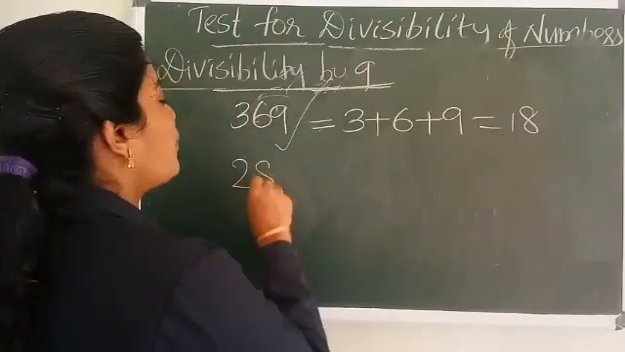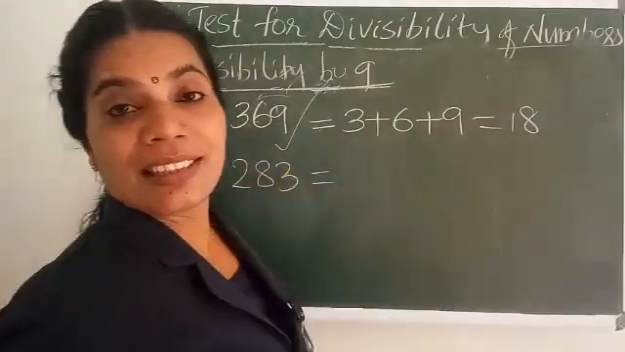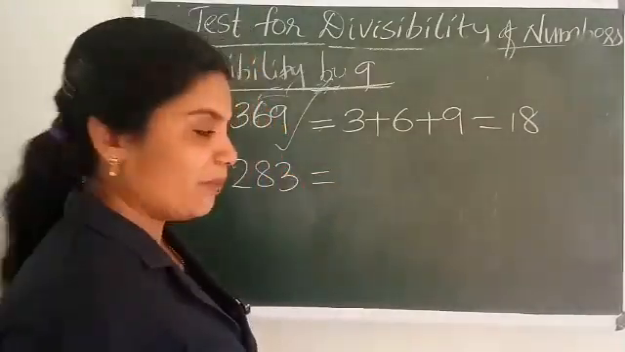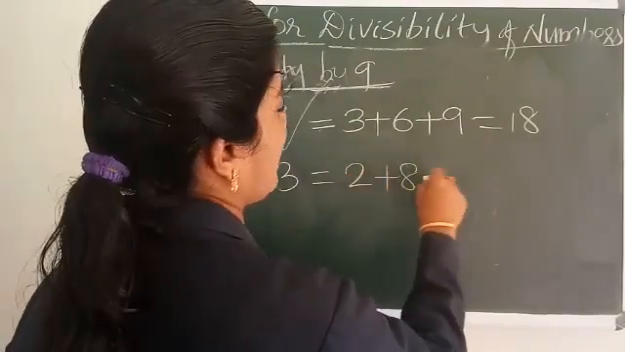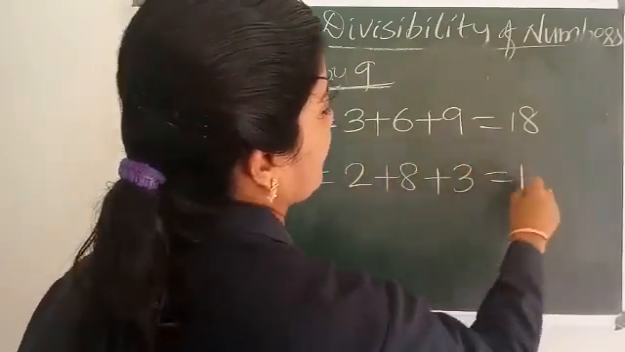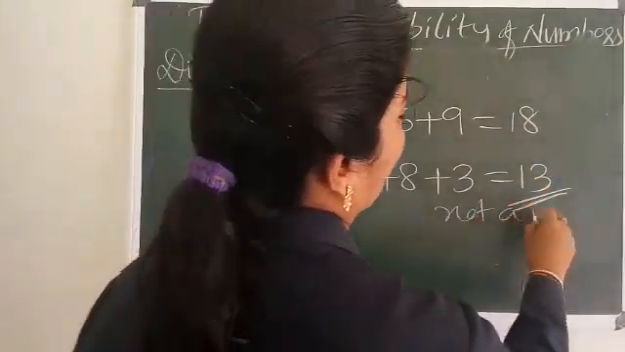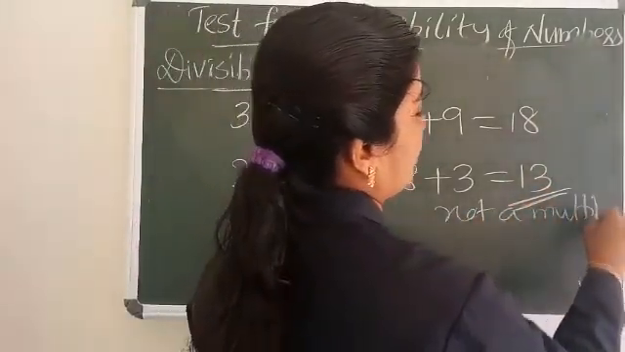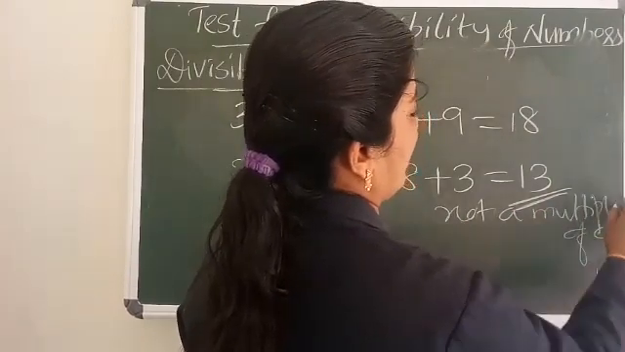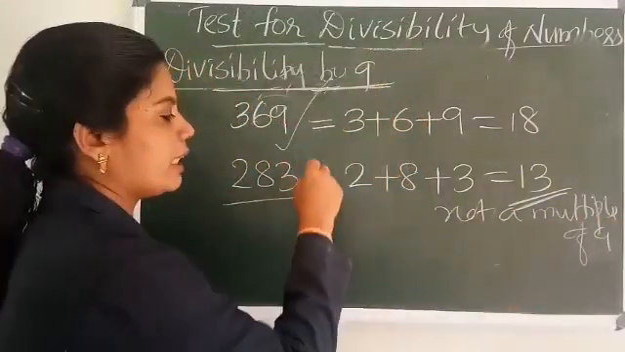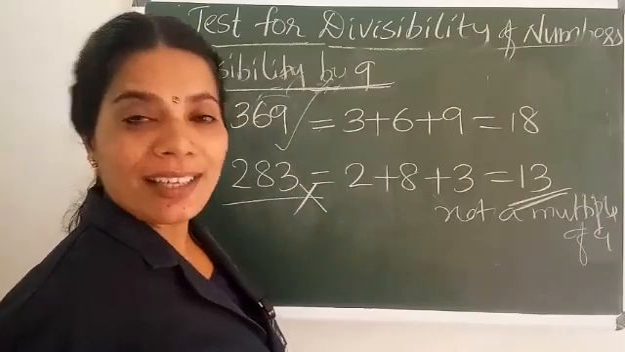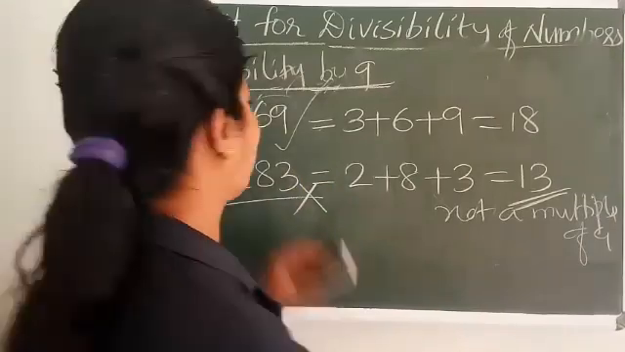Another example, 283. Is it divisible by 9 or not? What do we do? 2 plus 8 plus 3. We get 13. 13 is not a multiple of 9. Therefore, 283 is not divisible by 9. Clear?